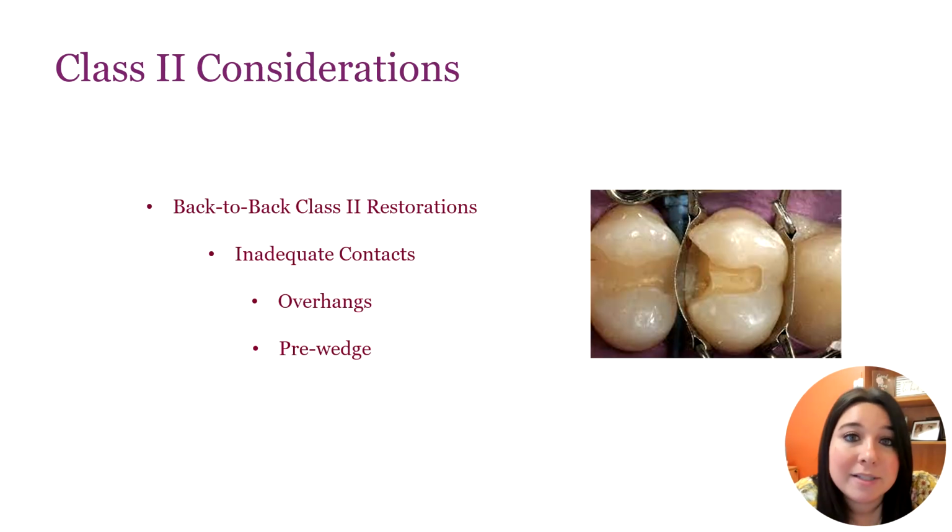Some class 2 considerations. So back-to-back class 2 restorations. When placing them back to back, I usually prefer to use a sectional matrix to place one of the restorations, and then I will remove the matrix and polish the interproximal so that I have nice smooth surfaces, and then I will put the sectional matrix set up on the second tooth and place that restoration like normal.